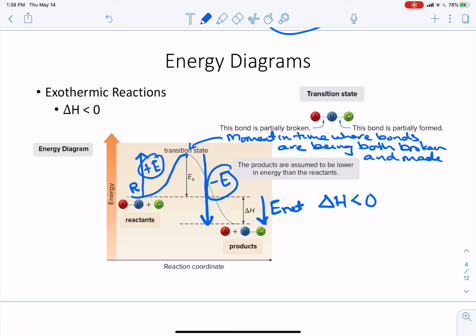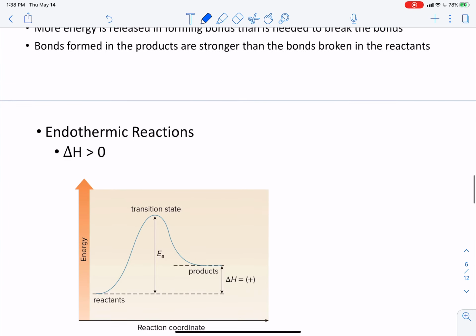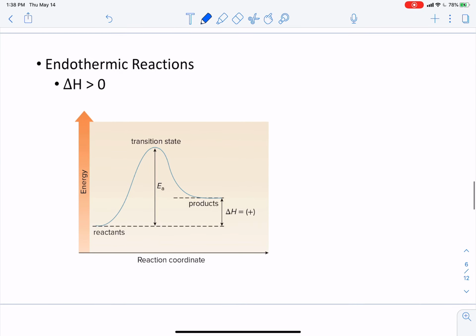So that's the energy diagram for an exothermic reaction. And of course, your products are down there. Now for an endothermic reaction, we have our reactants down here, and we need to put in a lot of energy to get up to the transition state, okay?